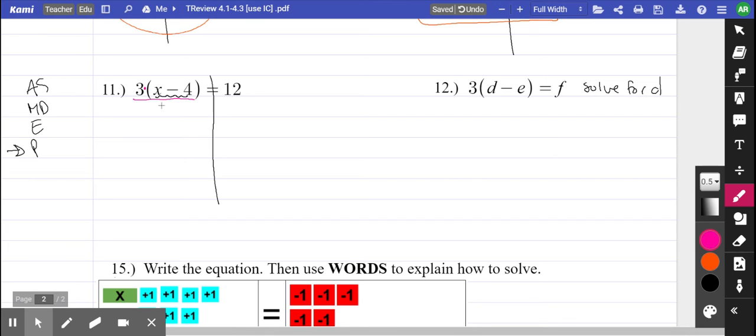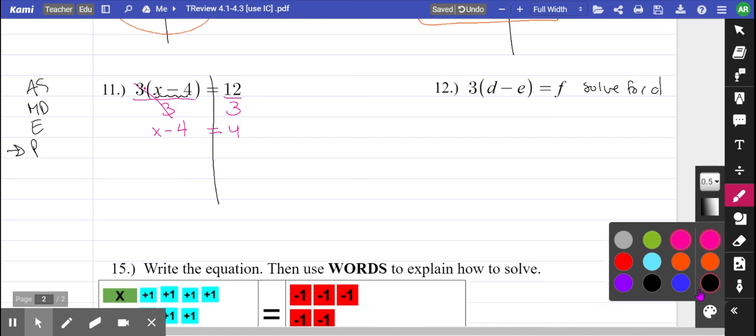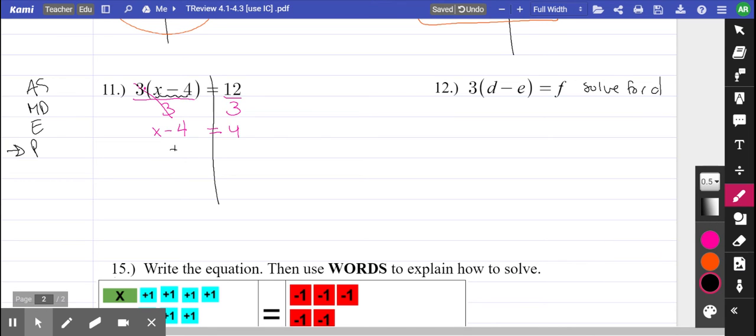So we have to divide by 3 on both sides. These cancel out. We can drop the parentheses, drop it like it's hot, because now the group is by itself. We have 12 over 3, which gives us 4. Now we're going to add 4 on both sides to get the x by itself, and we get x is equal to 8. Final answer.